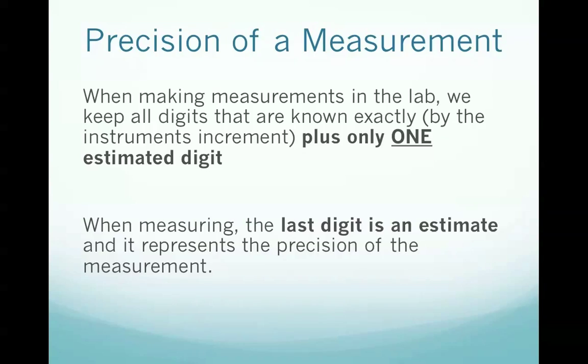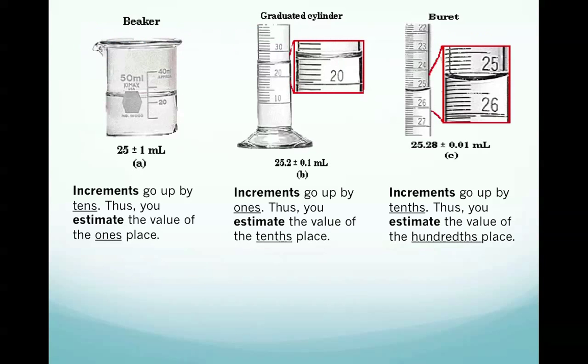So when making measurements in the lab, we keep all the digits that are known, that the instrument is actually giving us based on the instrument's increments, plus only one estimated digit. So when measuring, the last digit is an estimate, and it represents the precision of our measurement.